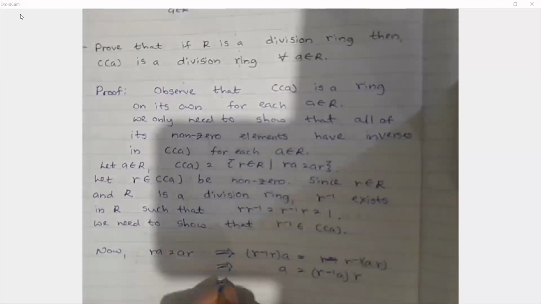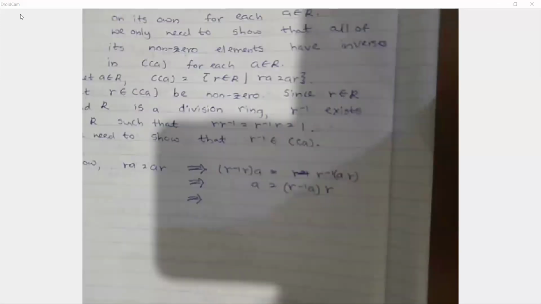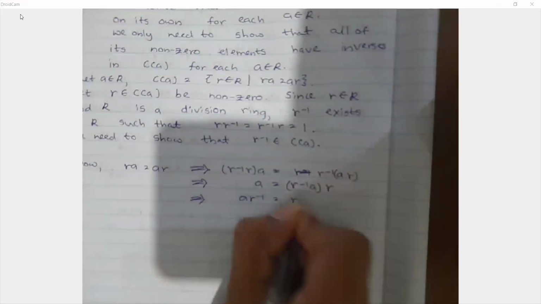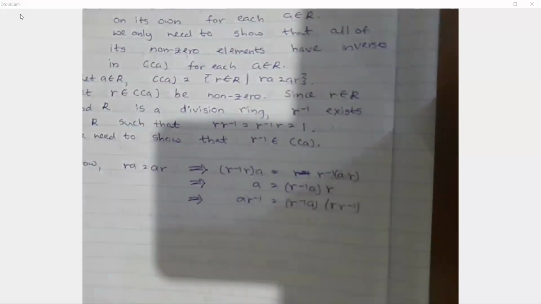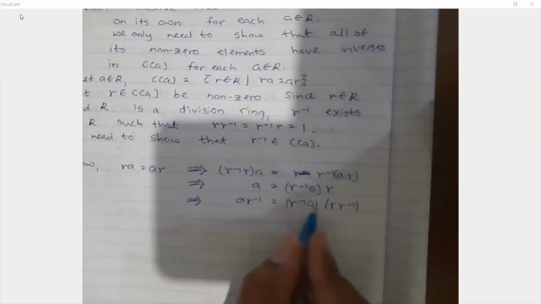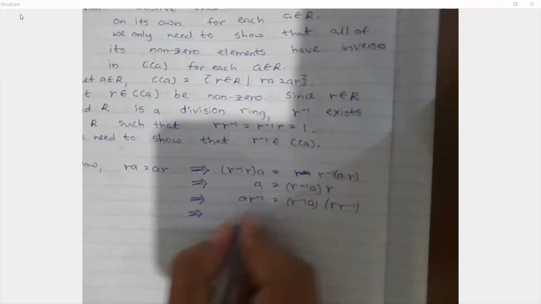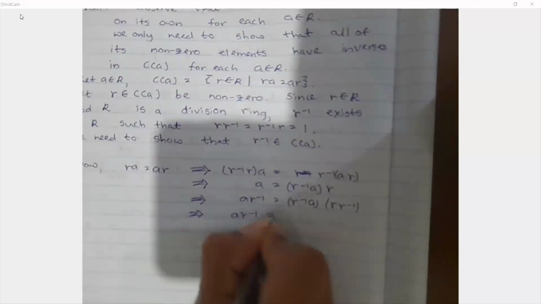Now I will take R inverse on both sides on the right. So we have A times R inverse equals R inverse A times R inverse. R times R inverse once again gives you the unity. 1 times any element gives you the element itself by definition of the multiplicative identity. So we have A times R inverse equal to R inverse times A. This means R inverse actually commutes with A. Therefore, R inverse belongs in C of A. So every non-zero element in C of A is a unit.